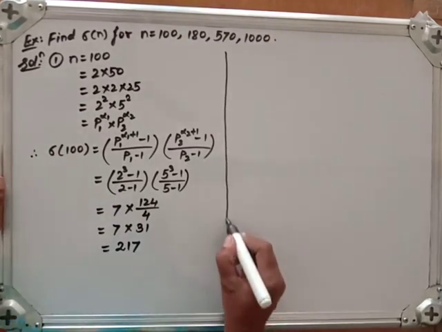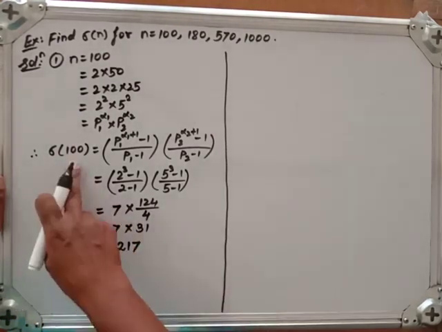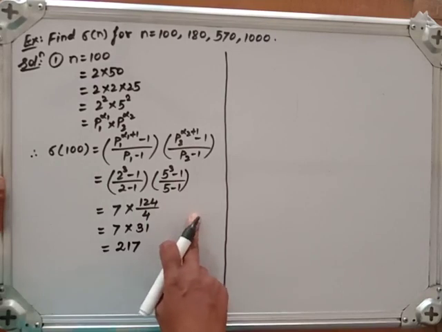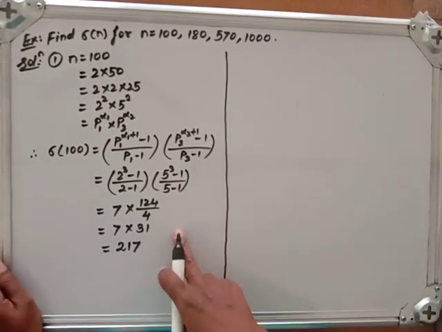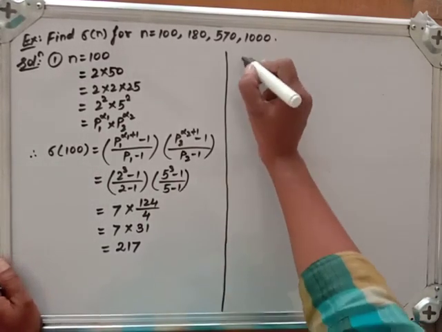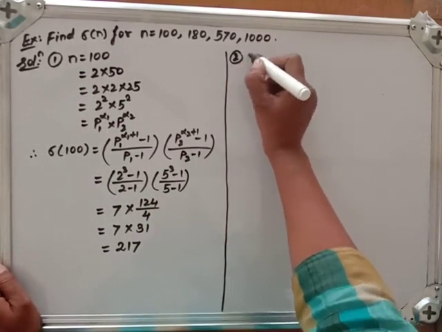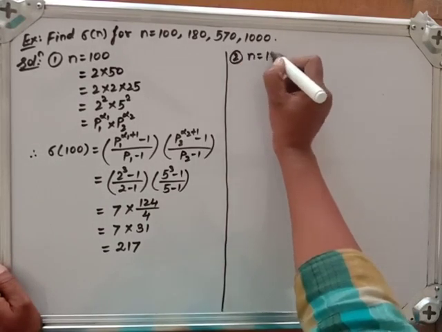Otherwise, we need to obtain all positive divisors of 100 and then we can determine the sum of them. Fine. So this theorem is very important to us. Now, the second one, what? N is equal to what?